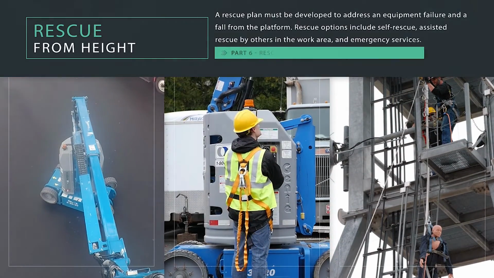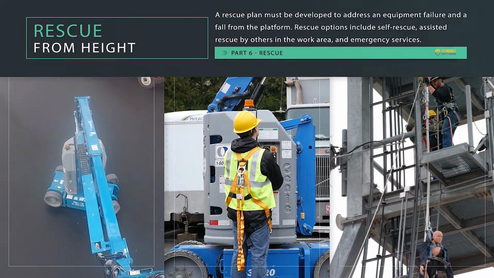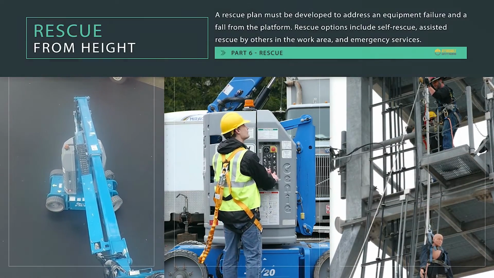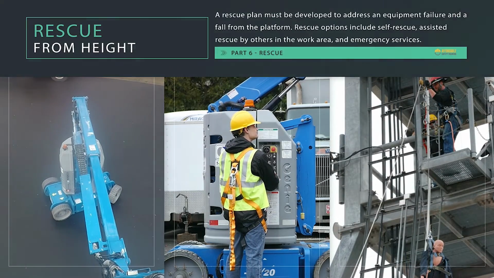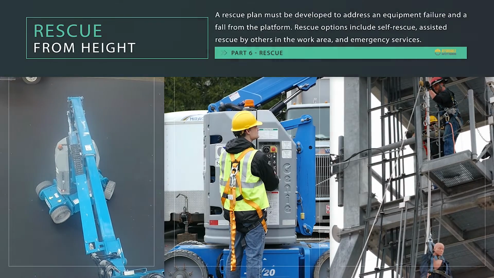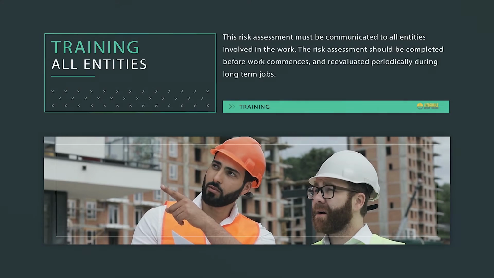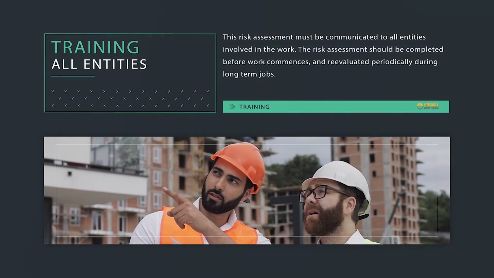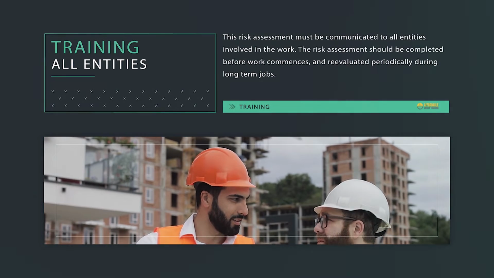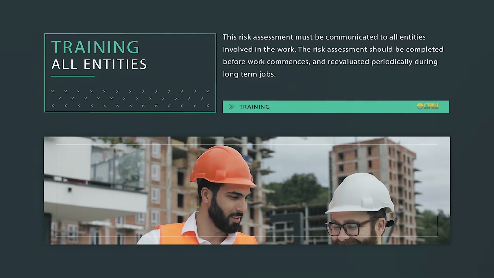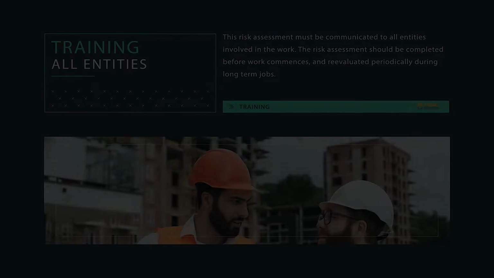A rescue plan must be developed to address an equipment failure and a fall from the platform. Rescue options include self-rescue, assisted rescue by others in the work area, and rescue by emergency services. This risk assessment must be communicated to all entities involved in the work. The risk assessment should be completed before work commences and evaluated periodically during long-term jobs.